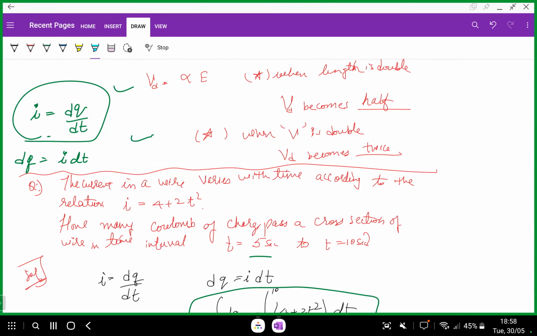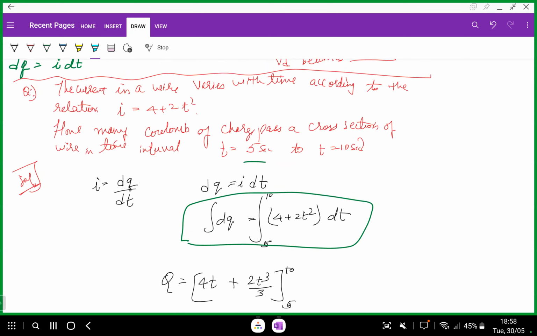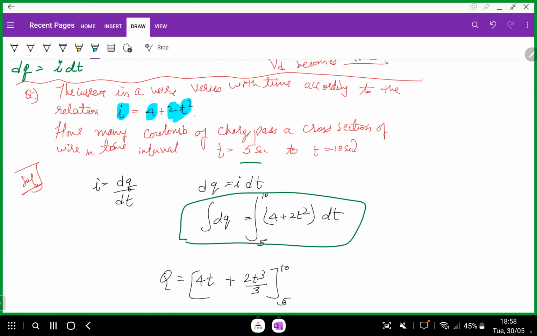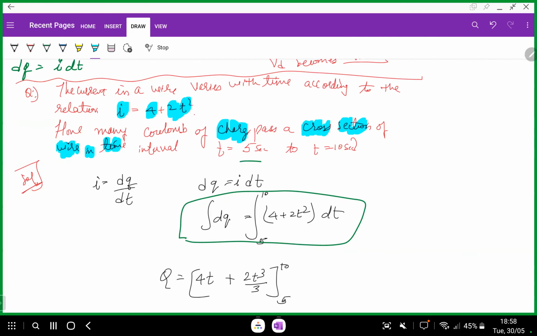Okay, let's try this question. The current in a wire varies with time according to the relation I equals 4 plus 2t square. How many coulomb of charge passes across a section of wire in a time t equals 5 seconds to t equals 10 seconds?